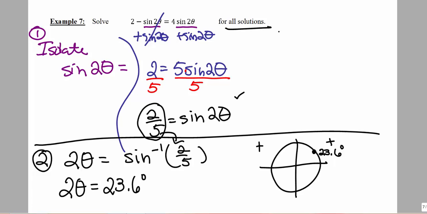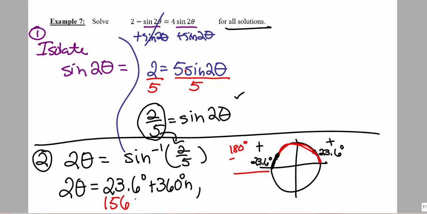Now we're asked to solve for all possible solutions, so we'll go ahead and add 360 n. Now the other solution we want to look for is in quadrant 2, and it has to have a reference angle of 23.6 degrees. So what is that quadrant 2 angle? Well, we'd have to do 180 degrees minus 23.6. So the quadrant 2 angle that we are looking for is 156.4 degrees. Of course, we're going to add 360 n again. So we have all possible solutions for 2 theta.